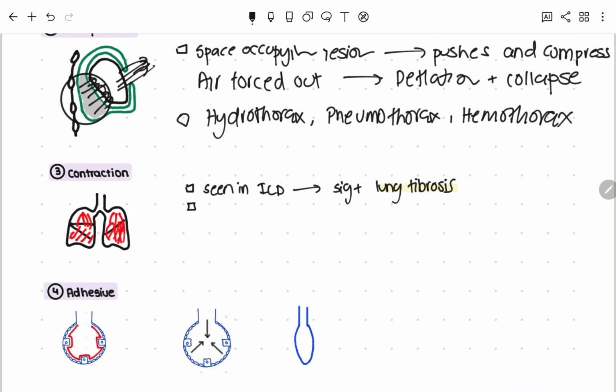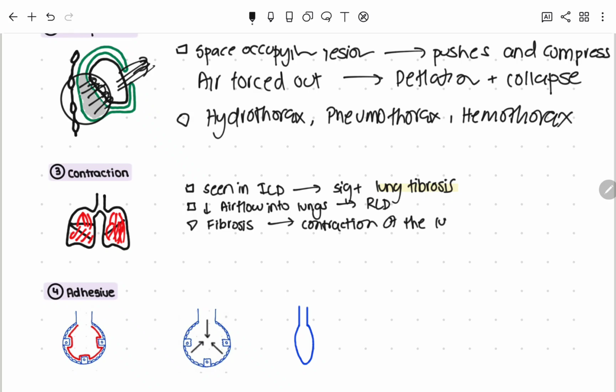As a result of lung fibrosis, you can imagine that there is a decreased airflow into the lungs. This is normally what is characteristic of restrictive lung diseases as compared to obstructive, where you have troubles getting the air out. And so with all of this fibrosis, with all the parenchymal scarring, you basically have contraction of the lungs, as fibrotic tissue will contract. And this in turn expels any air that is already present in the alveoli.